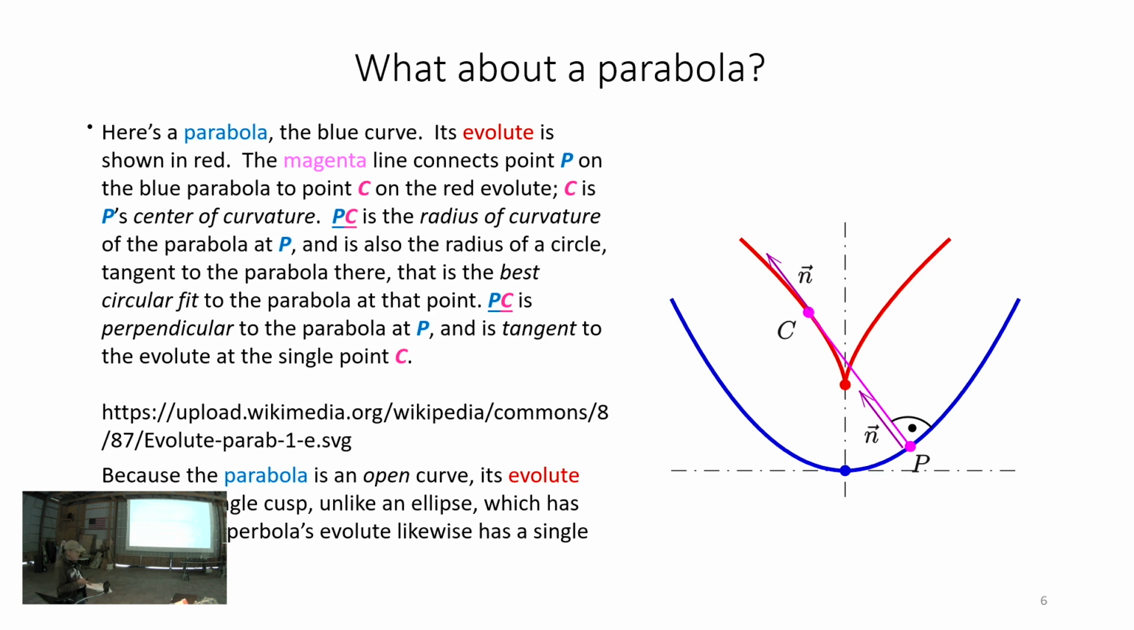Okay, what about a parabola? Well, there's one. The point P on the parabola has as its center of curvature the point C on the red curve. The red curve is the evolute of the parabola. This side of the evolute is the locus of centers of curvature of this side of the curve.